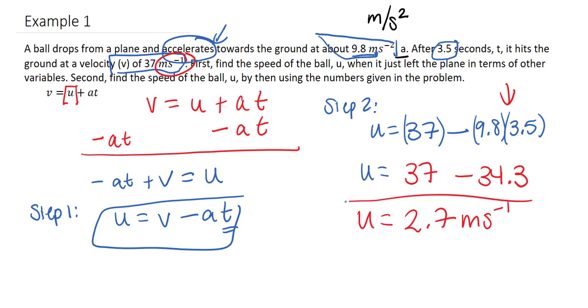So this is our answer if we solve for it with an actual number. And this is how we solve for it with the other variables. So now let's look at another example.